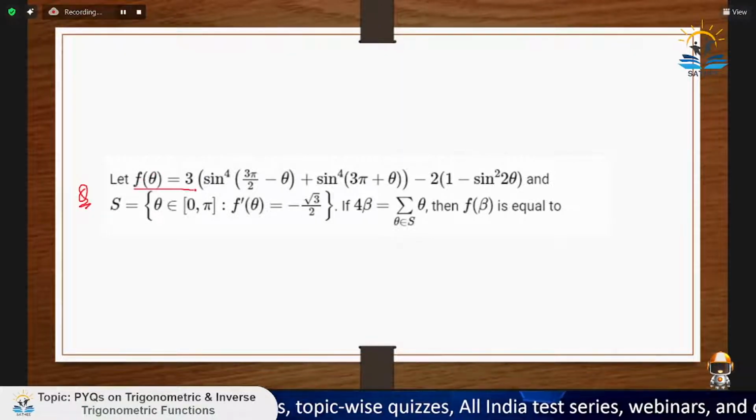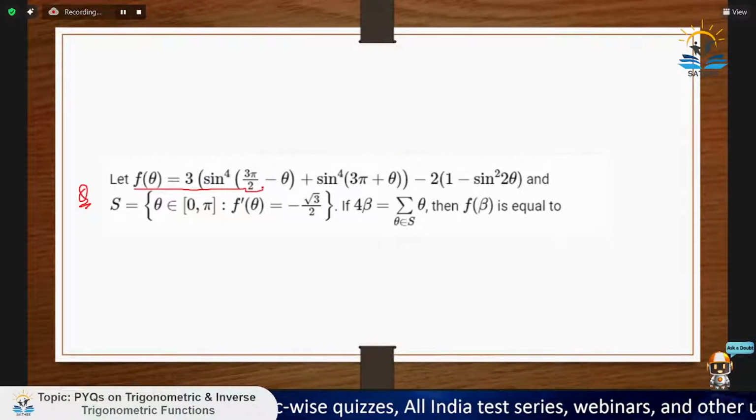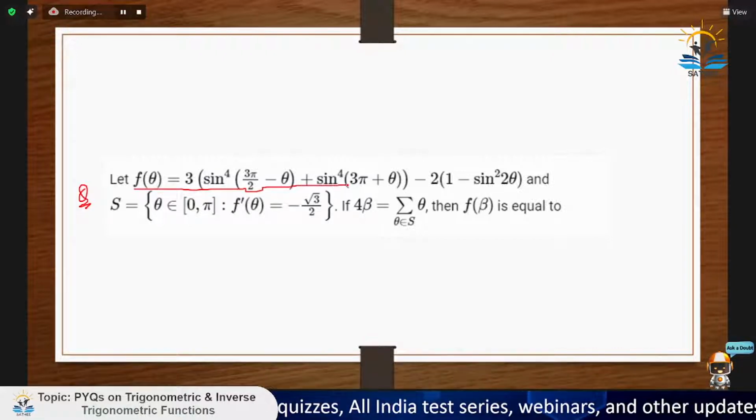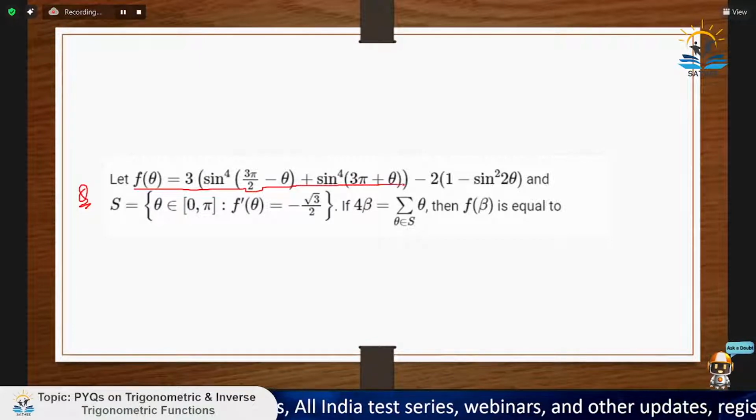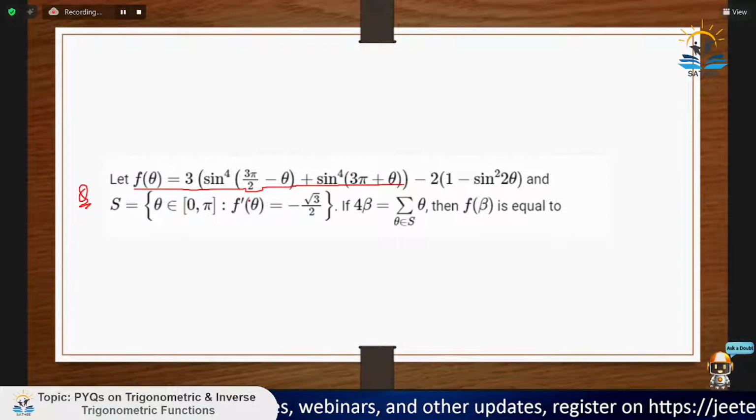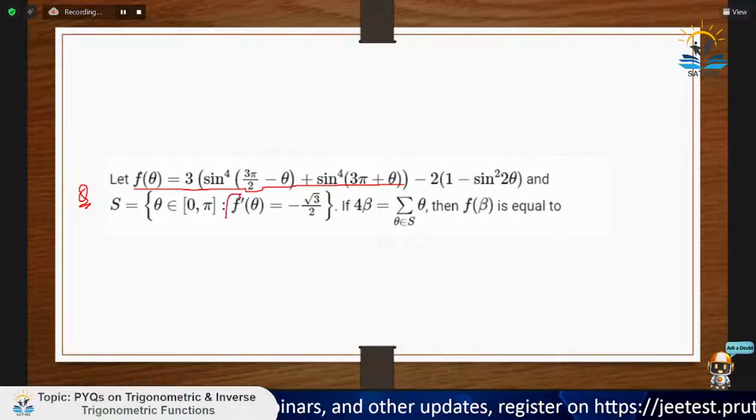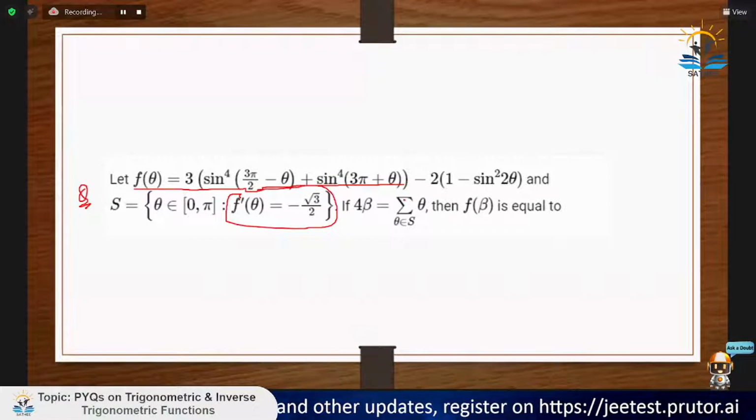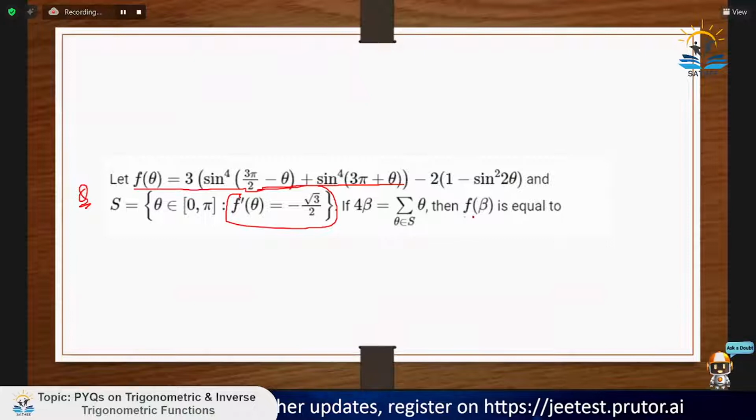Let f of theta equal to 3 times sine power 4 of (3 pi by 2 minus theta) plus sine power 4 of (3 pi plus theta) minus this thing, and you have been given a set S where theta is going from 0 to pi and f dash theta is minus root 3 by 2. So you need to calculate the value of f of beta.